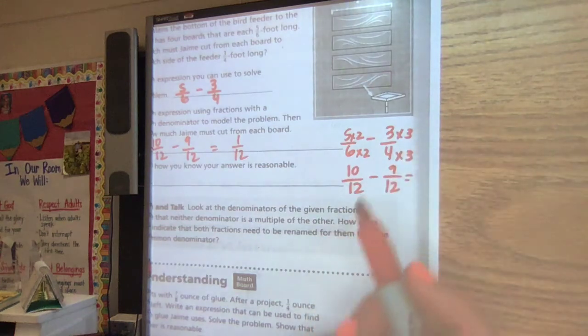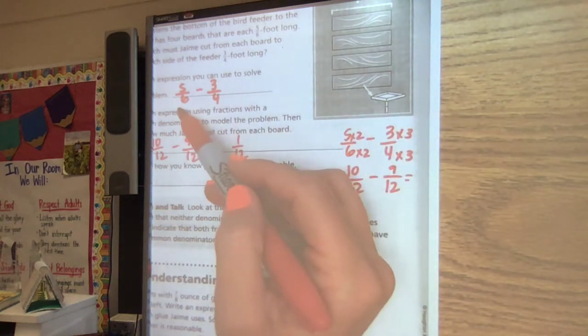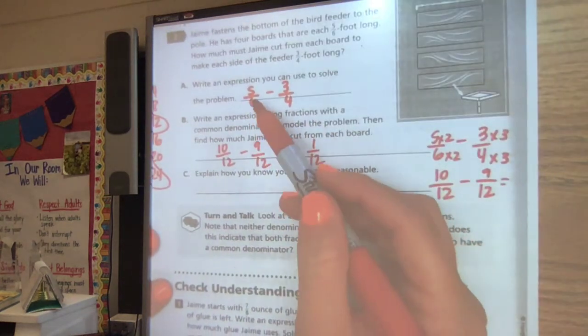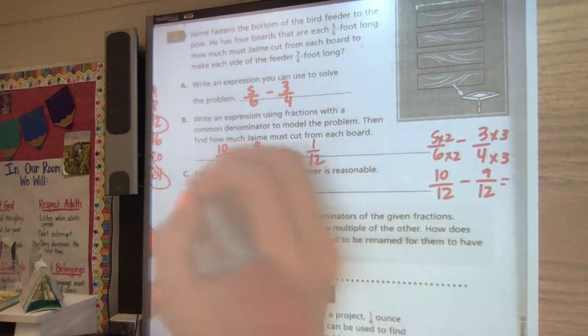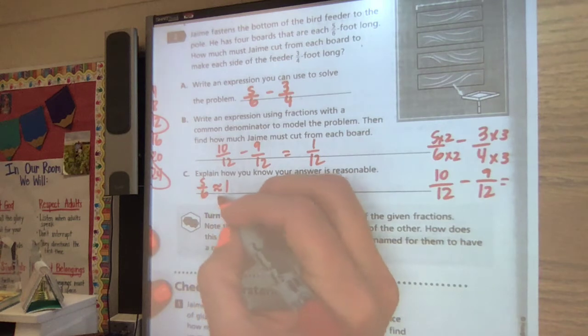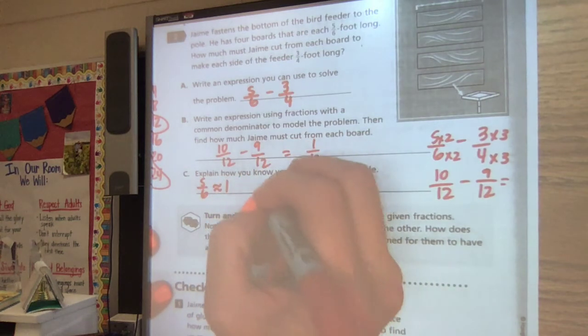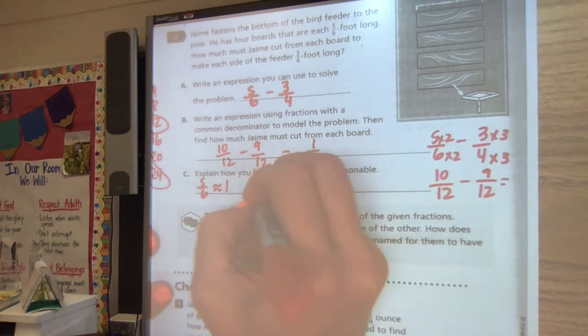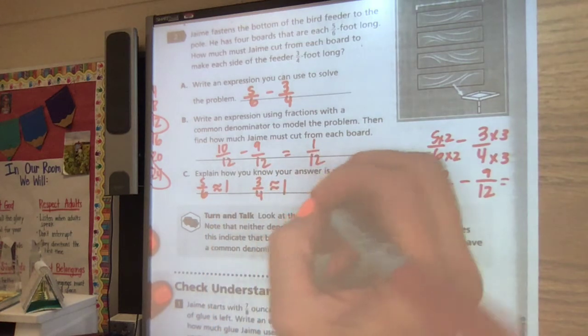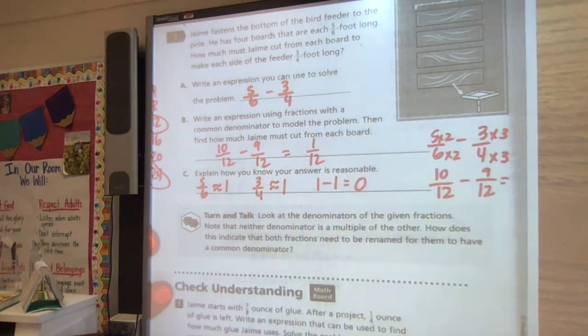How do we know if that's reasonable? Again, if we're using our benchmark fractions, 5/6 is almost a whole, kind of equal to a whole. 3/4 is close to a whole. So 1 minus 1 gives you that 0. 1/12 is really close to 0, because it is not very much that he's having to cut off of that pole.